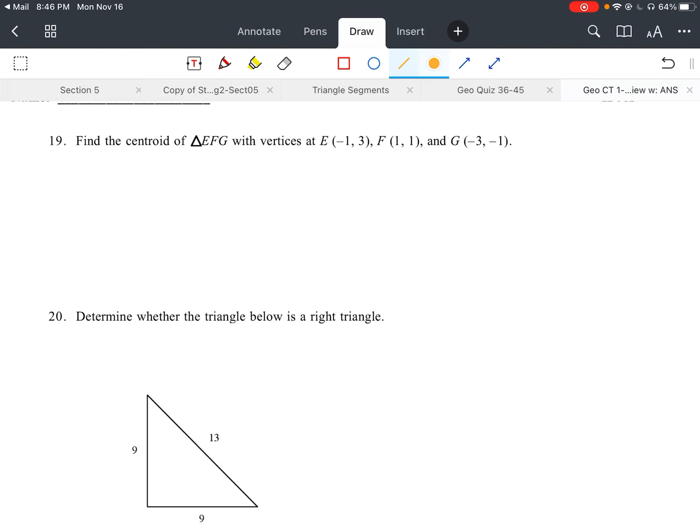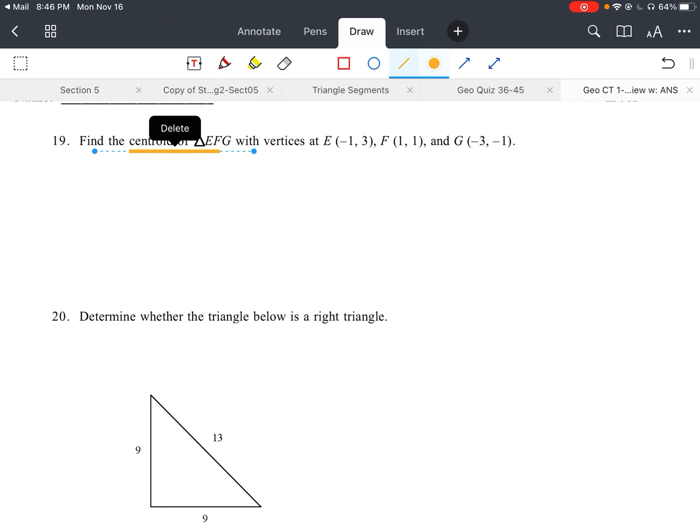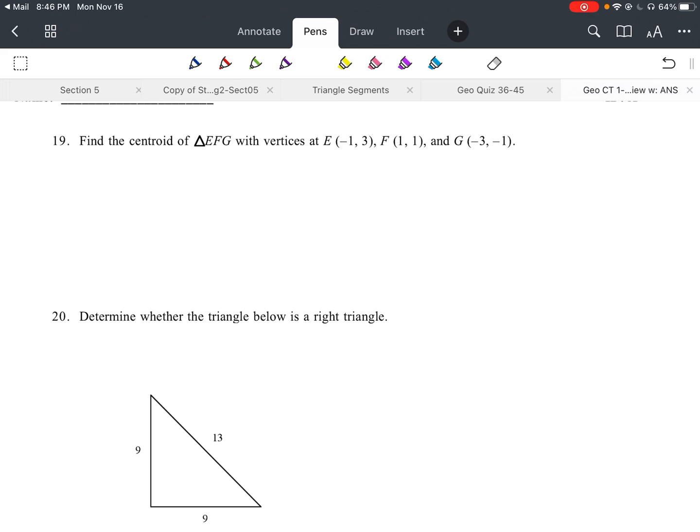All right. Oh, this one looks like more fun. It says find the centroid of EFG. How do you find the centroid of this with these 3 vertices? Now, you could draw a picture. You could graph this bad boy, and that may be your best bet on this one. Because your centroid is that intersection of the medians. But how would you do it without that?